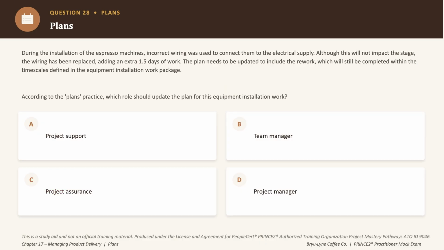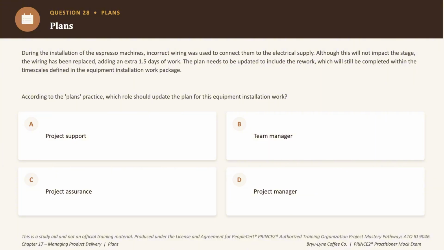28. During the installation of the espresso machines, incorrect wiring was used. And although this won't impact the stage, the wiring has been replaced and it had added 1.5 days of work, still within the time scales defined within the work package. Question is, according to the plan's practice, which role should update the plan for this equipment installation work?